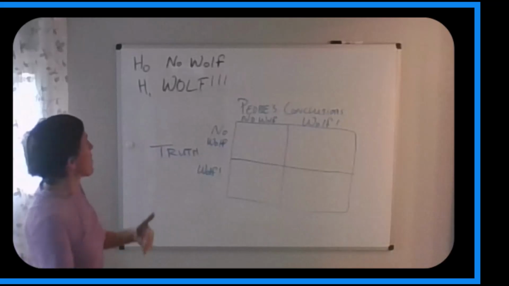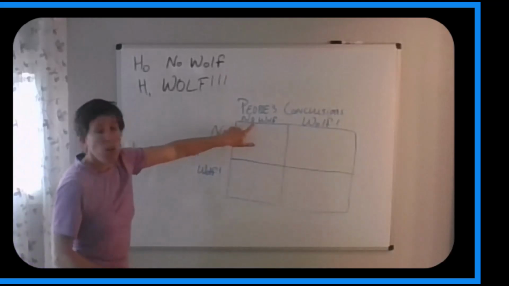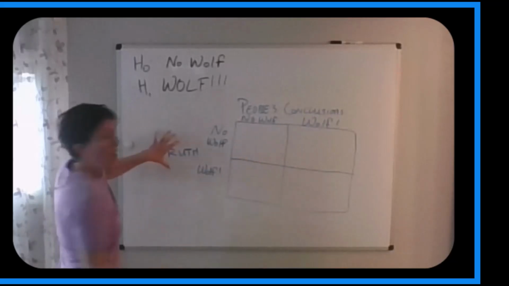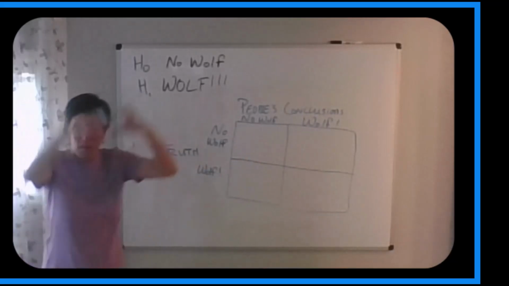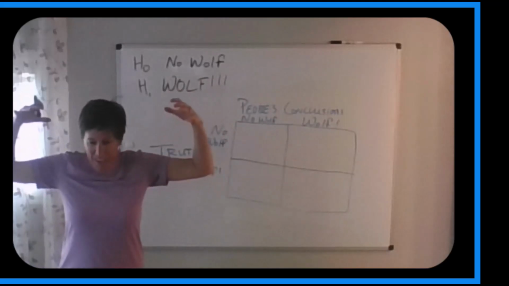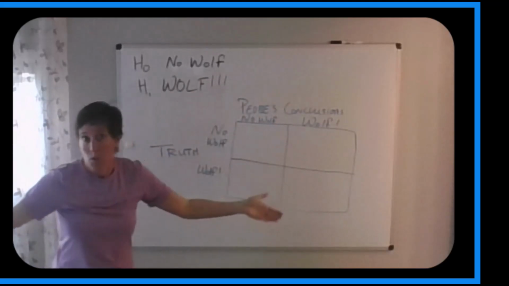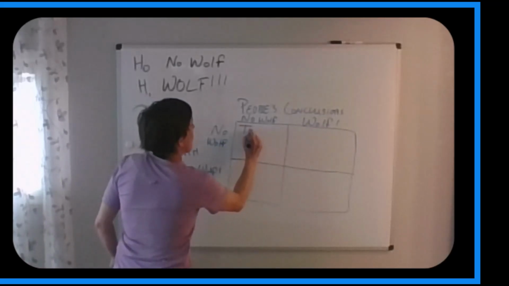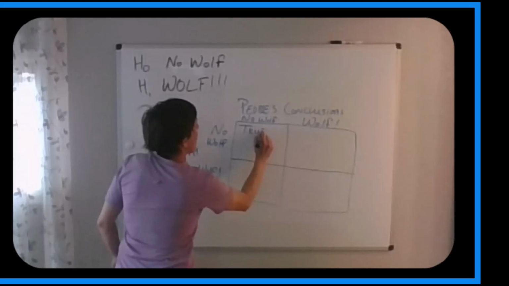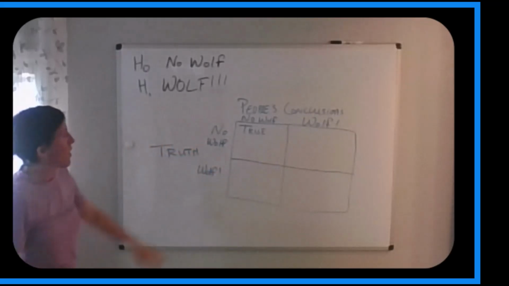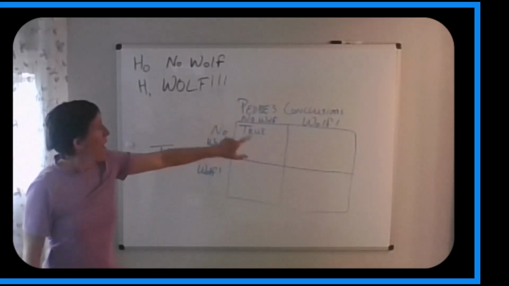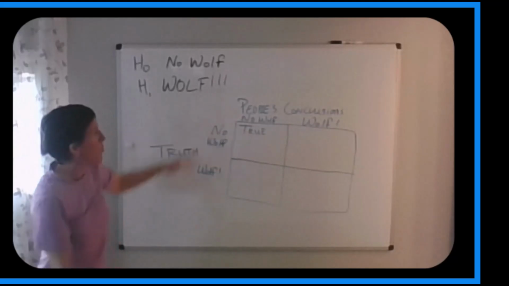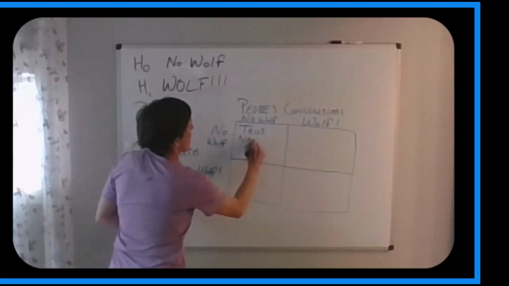So if through the data and the research the people come to conclude there is no wolf, and the truth, we get to be all-knowing and above this, is that there is no wolf in the community, well, our conclusion is true, and this is the negative conclusion. There's no wolf. So this is a true negative.